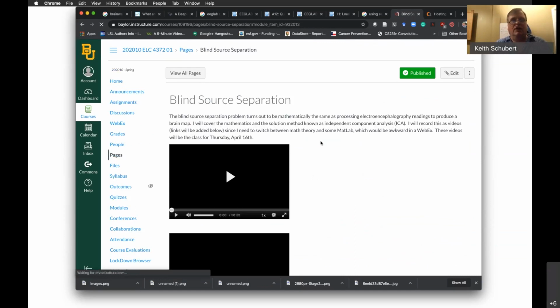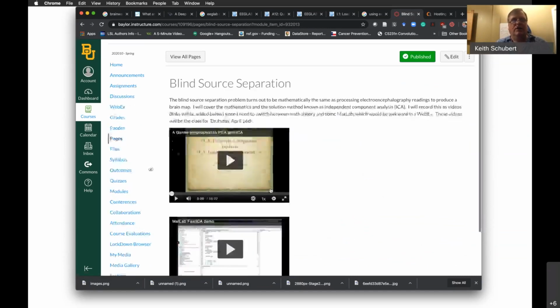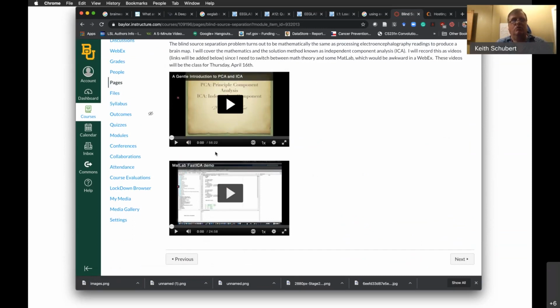So this is the blind source separation. And you can see I've got my 2 videos up here. This one is a gentle introduction to PCA and ICA. This is a slideshow I actually presented to a bunch of doctors this last summer to explain this area, because they use some of this, but they don't understand it. So they asked me to teach one when I was at Loma Linda for a conference. I threw it together, and I found it helped a lot of people, so I figured I'd present it to all of you. I designed it for about a 1-hour talk, so you can see it came out pretty close to that.